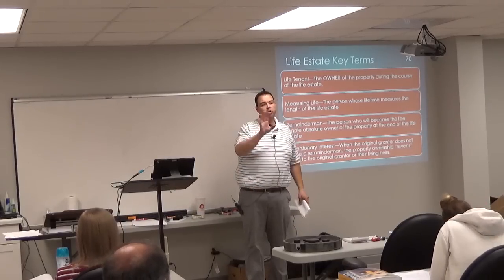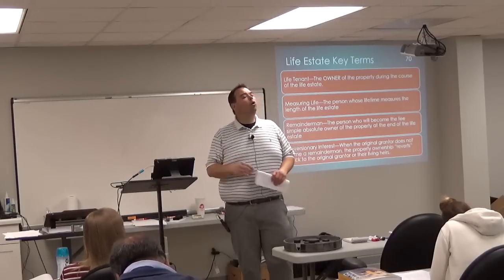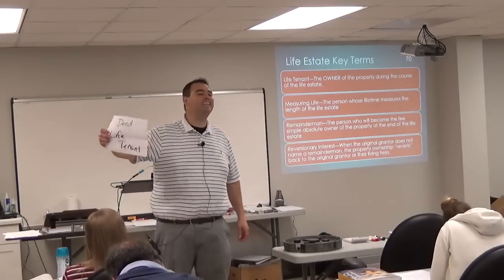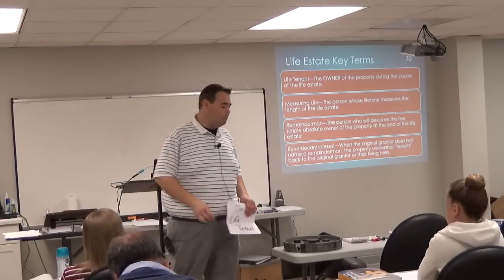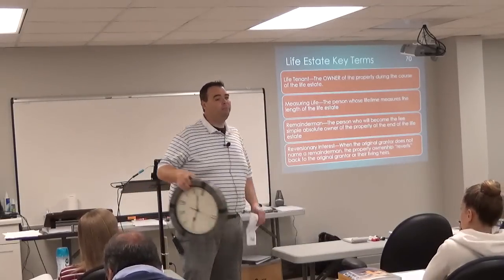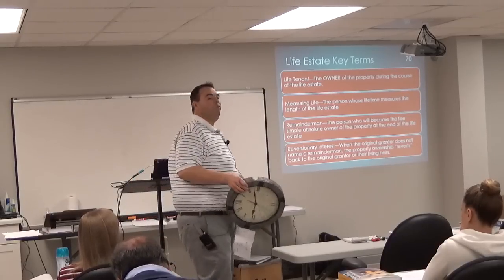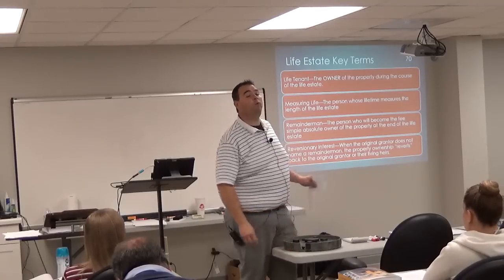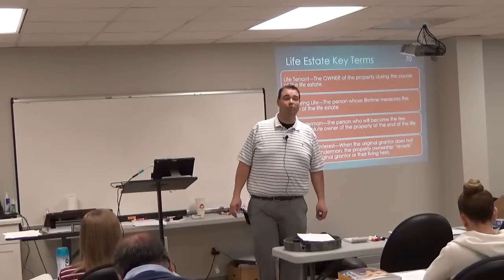So let's go through the terms we've talked about so far. Devin owns it. That made her the what? Life tenant. Until Devin dies, that made her the what? Measuring life. The measuring life. And then it went back where? The original owner, which is called a what kind of interest? Reversionary. A reversionary interest. It reverts back.